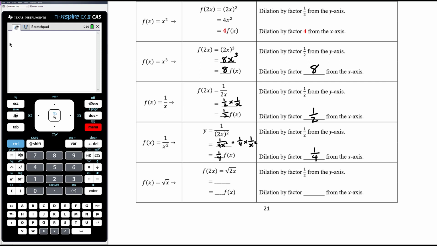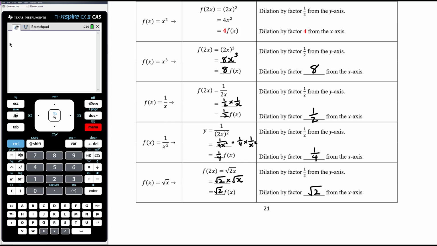As I mentioned previously, even the square root graph we could think about as a dilation from the x-axis. So dilating by a factor of 1/2 from the y-axis is f of 2x, which for the square root means square root of 2x. But we could expand that out by thinking about that as root 2 times root x, and so it is root 2 times f of x. And so for the square root graph, dilating by a factor of 1/2 from the y-axis is the same as dilating by a factor of root 2 from the x-axis. So for most functions, we can think about the dilation as being either from the y-axis or from the x-axis, depending how the function is presented or depending on how we manipulate the function.